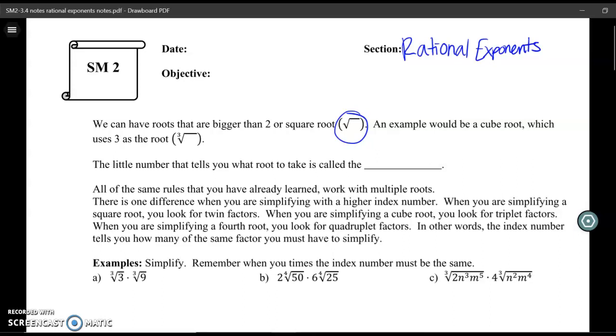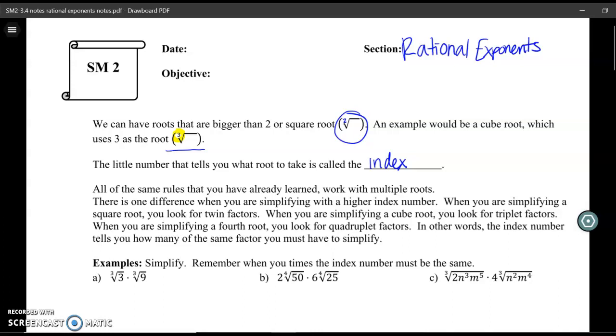Remember, it means that there's like a little invisible 2 sitting right here. We can have bigger roots like a cube root, right? And we've seen those in past examples. And we're just going to remember that this little 3 right here is called the index. Okay? And the index just tells you what root you are taking. So all the same rules that we have already learned work when you're dealing with roots that are bigger than 2.